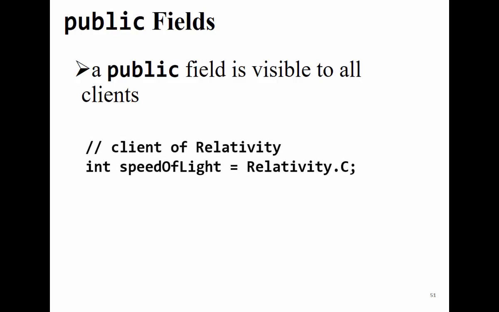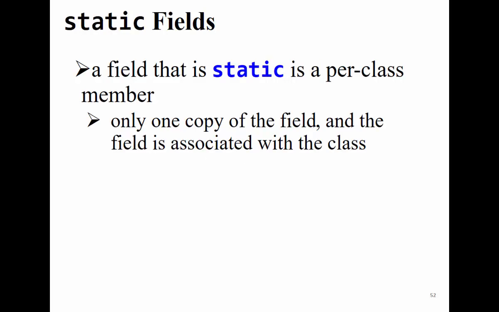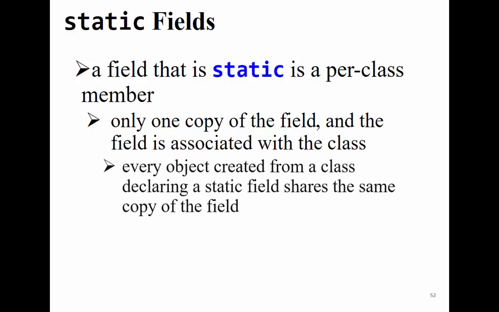So we can access Relativity.c directly because it's public. Now the field is static. That means it's per class, only one copy for the class. This slide is repeating what we discussed, but makes it more documented, so whenever you go back to the slides later on, you can find this information. And every object created from this class shares the same copy of the static field.